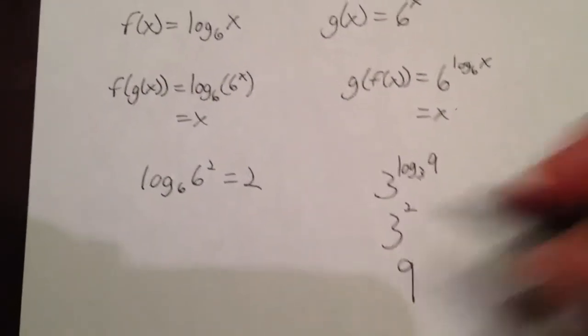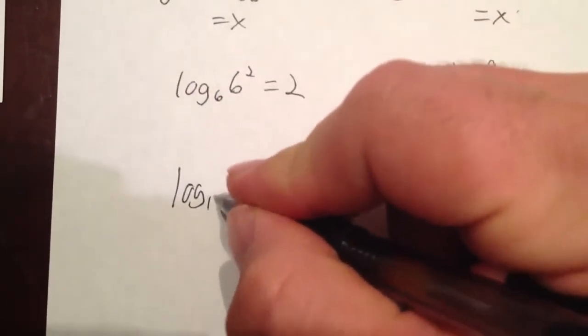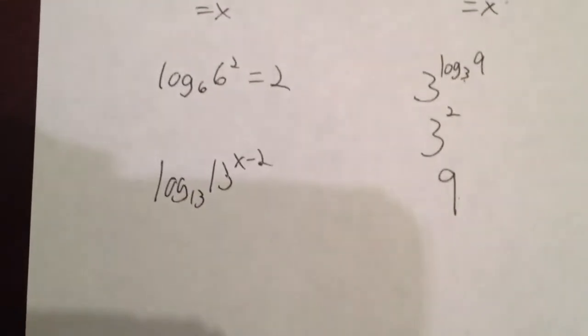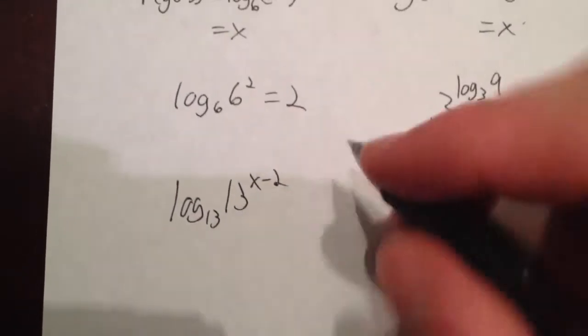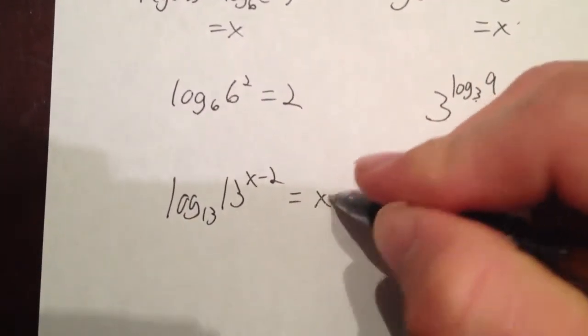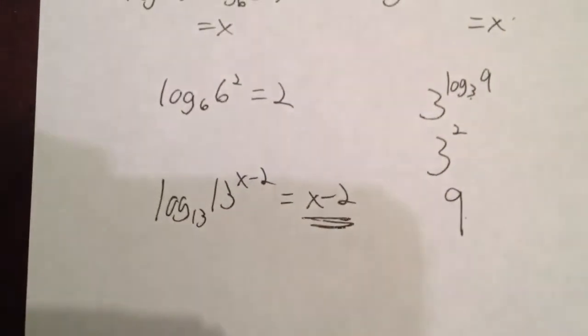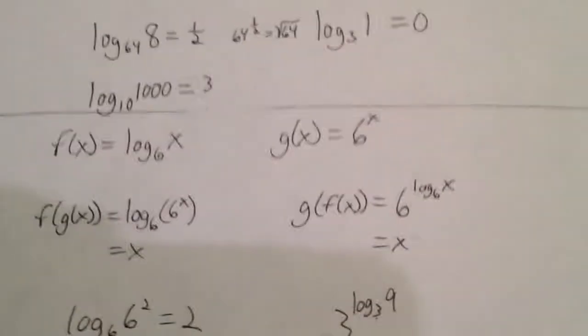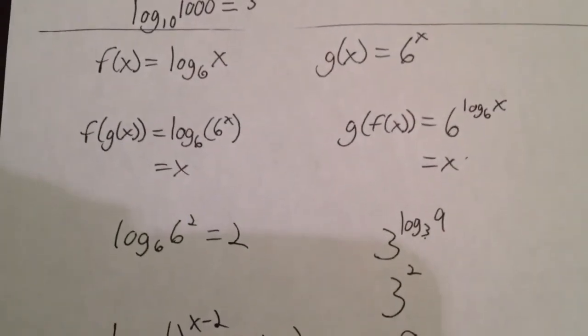We're going to use this later in the chapter. It's going to be really helpful for when we see things that look like this. Log base 13 of 13 to the x minus 2 power, and that looks really ugly. But since those are the same base, they undo each other. The answer to that whole thing is x minus 2. So they cancel each other out. So logarithmic functions and exponential functions are inverses of each other.